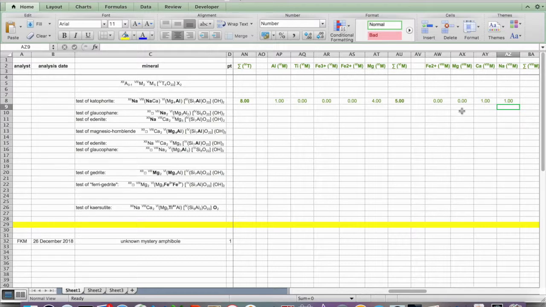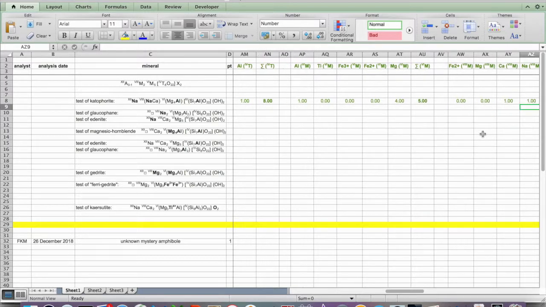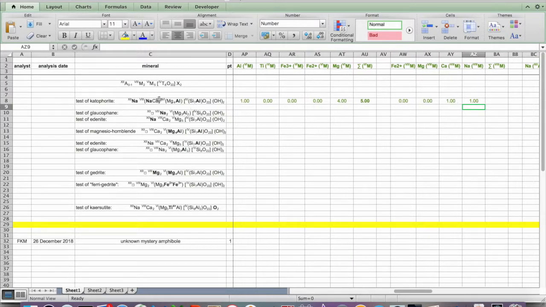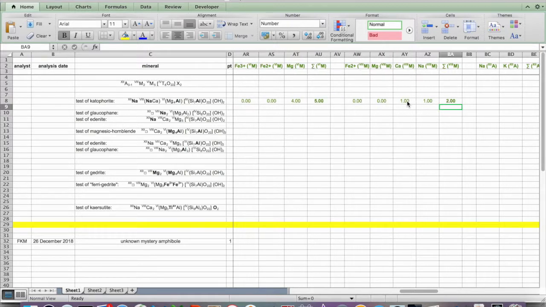Okay, and again, if we look at the formula for catophorite, this is in line with how our catophorite was put together. So we see we have 1 sodium and 1 calcium in the 8 coordinated site, and indeed we have 1 sodium and 1 calcium in the 8 coordinated site. And again, I'm going to add all of these up. And as you can see, it should add up to 2, which is exactly what it should do. So we have our final site fillings here.